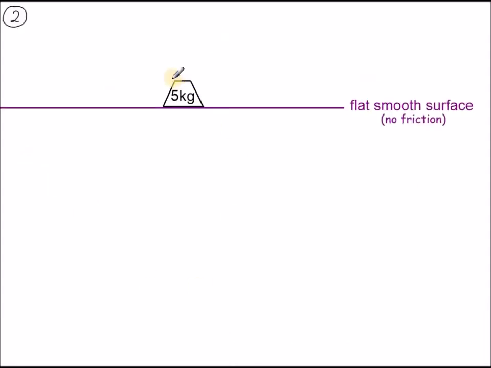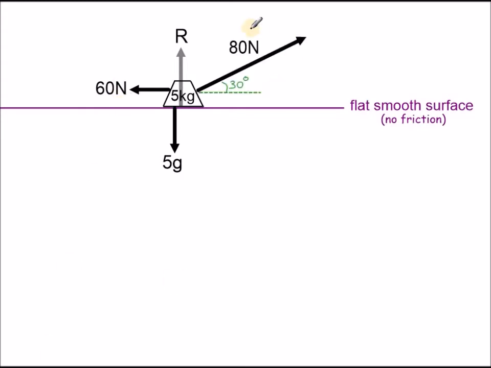Example 2. We have a 5 kilogram block. It's sat on a flat smooth surface. So far these are the only two forces acting on this block, so we can see by Newton's first law of motion that the upward and downward forces on this block will be balanced, so R is equal to 5g. But there's more to it than this. Now there's a 60 Newton force acting in this direction and an 80 Newton force which is inclined at 30 degrees to the horizontal, which also acts on this block.